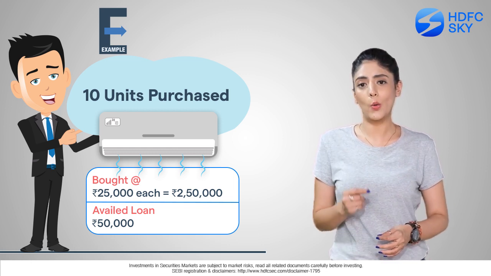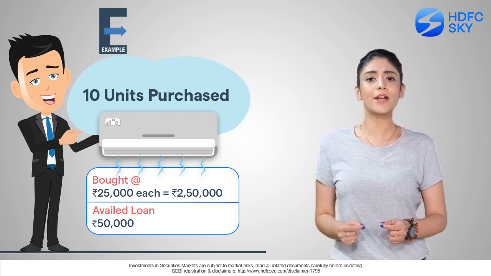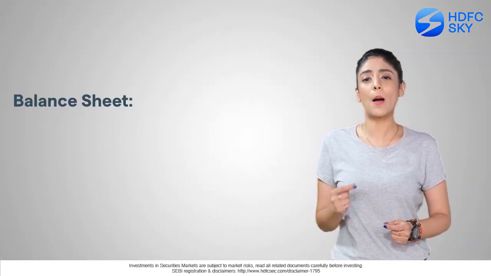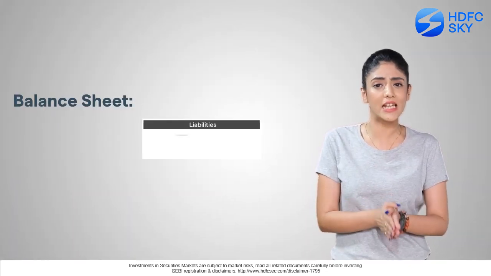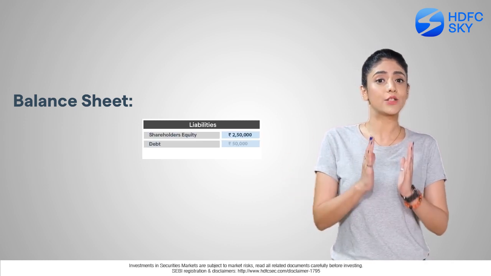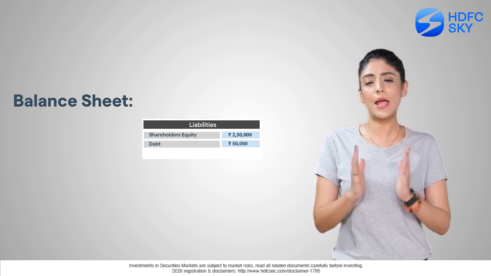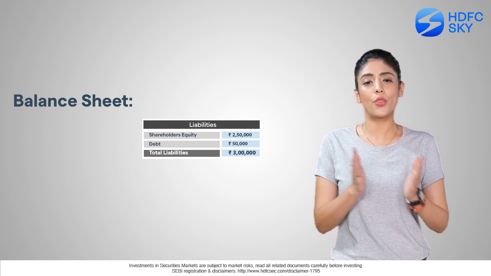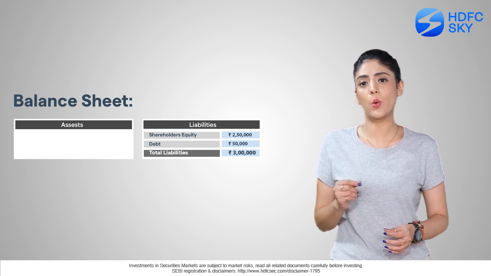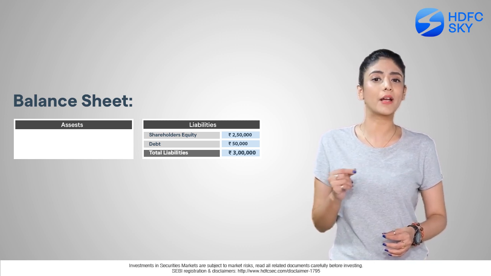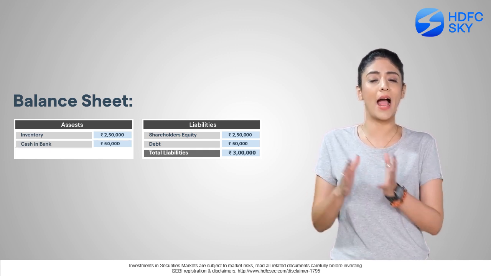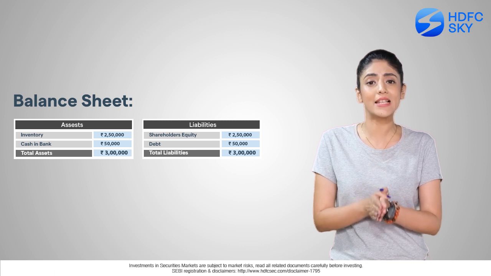You also decide to avail rupees 50,000 loan from a bank to run your company's operations. This is debt capital. This is how your company's liability side on the balance sheet will look. Shareholder equity is 2.5 lakh, debt is rupees 50,000, total liability is rupees 3 lakhs. On the asset side, here's how the balance sheet looks. You purchased ACs worth rupees 2.5 lakh, so that becomes your inventory. While the remaining rupees 50,000 is sitting as cash in the bank account, total assets are rupees 3 lakh.